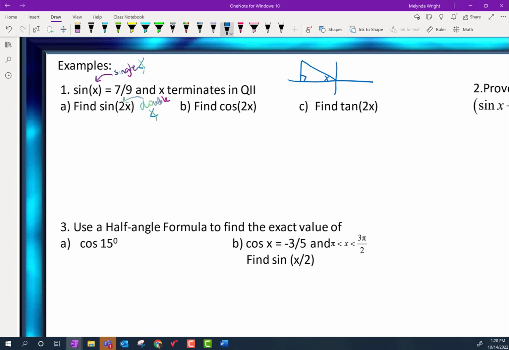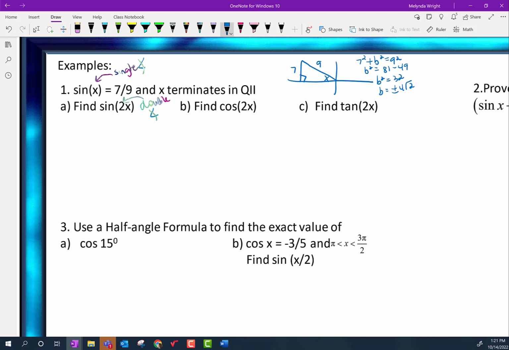So sine is opposite over hypotenuse. So to get the third side, we've got to do what? Pythagorean. So that's 7 squared plus b squared is 9 squared. So b squared is what? 81 minus 49. So b squared is 32. Let's see, 32 is 16 times 2, right? So b is going to be plus or minus 4√2, because the square root of 16 is 4.